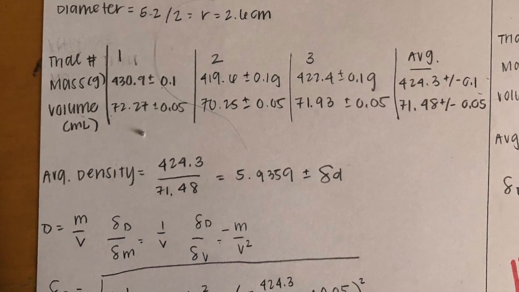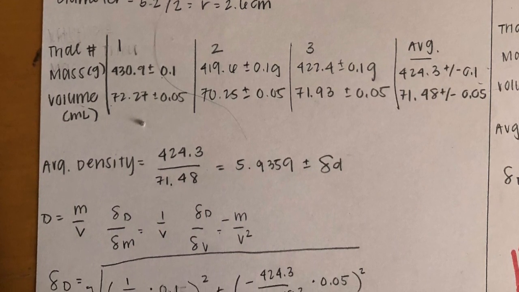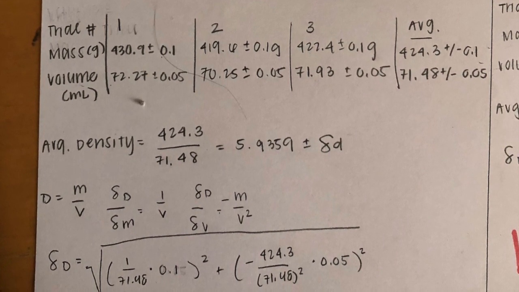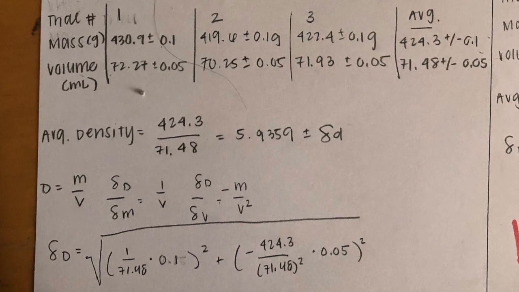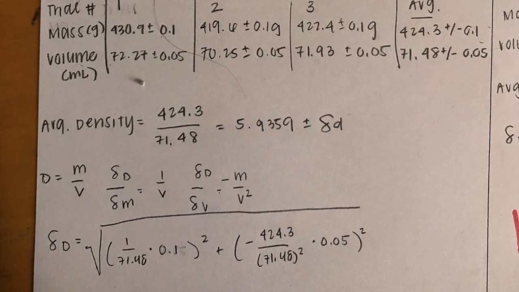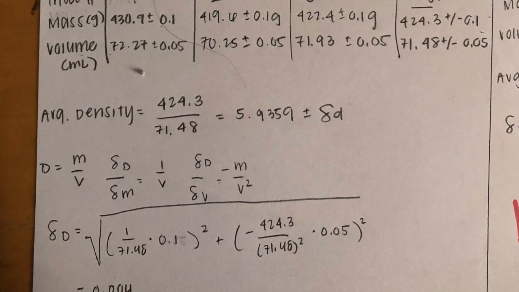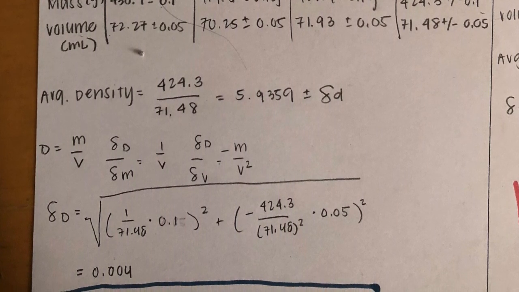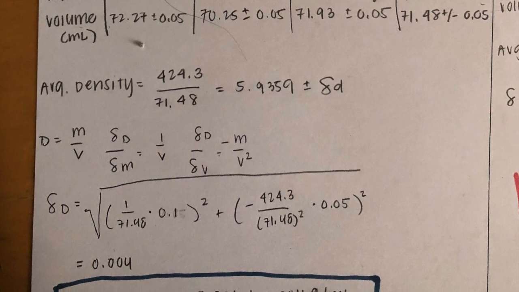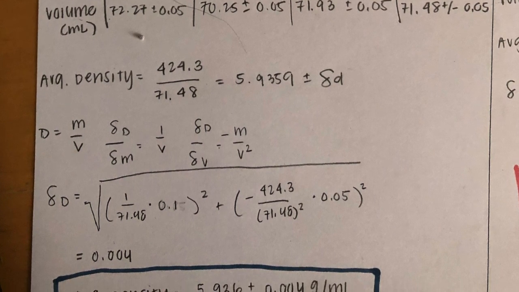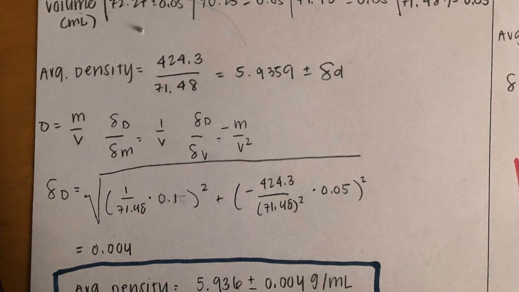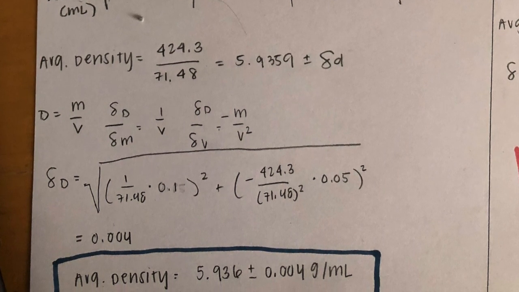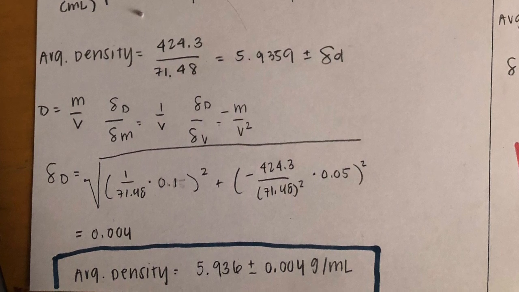Now, to find the uncertainty in density, we are going to have to do the square root of the derivative of m times the uncertainty in m squared plus the derivative of v times the uncertainty in v squared. And the sum of those values, we take the square root to find the uncertainty in density. And once I did that, I got the uncertainty being 0.004.